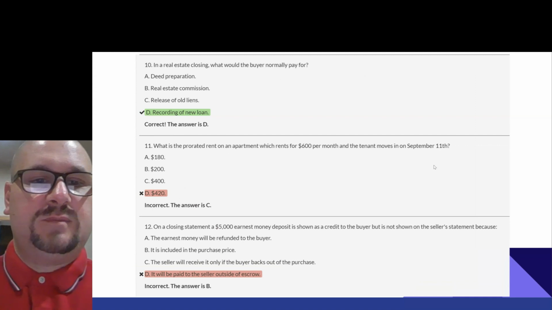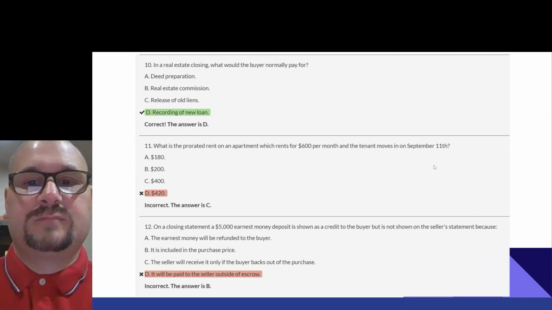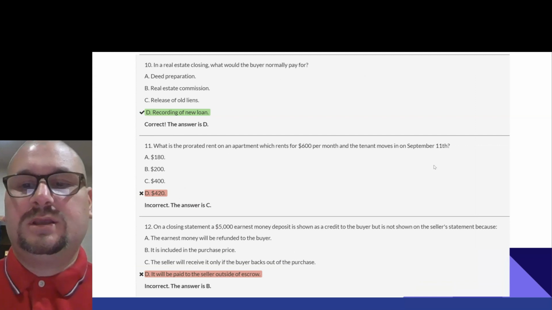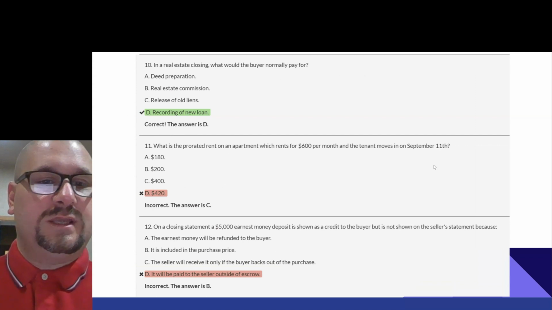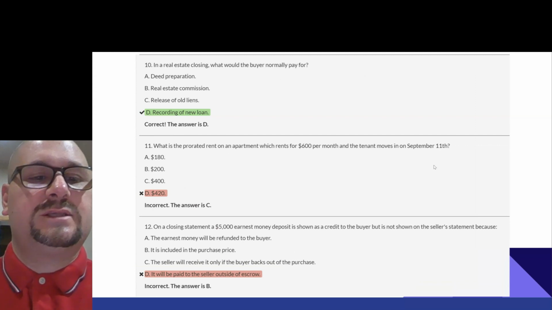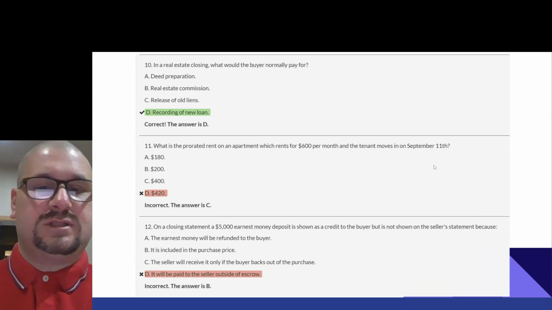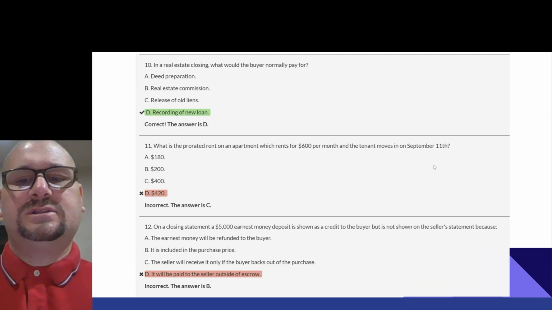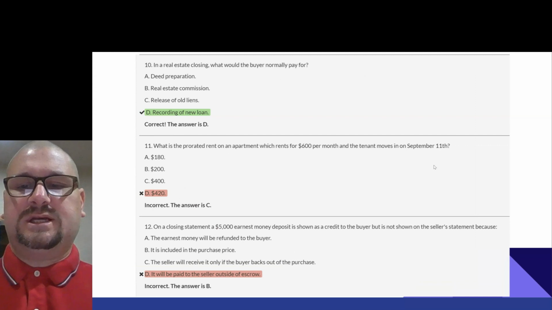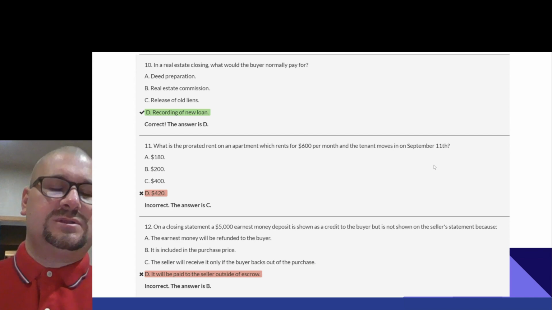On a closing statement, a $5,000 earnest money deposit is known as a credit to the buyer, but is not shown on the seller's statement because why? Bravo, it is included in the purchase price. So it is not shown on the seller's statement because it is included in the purchase price.